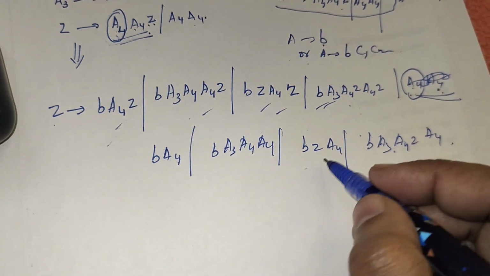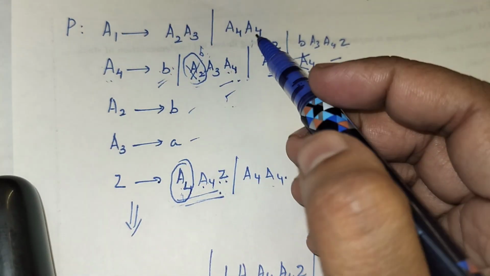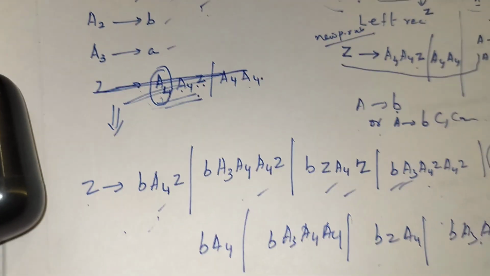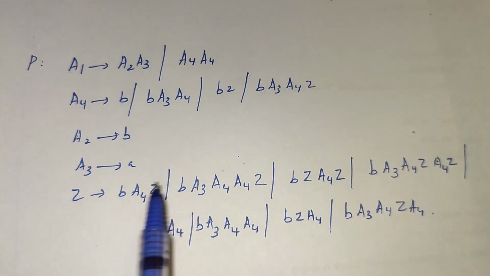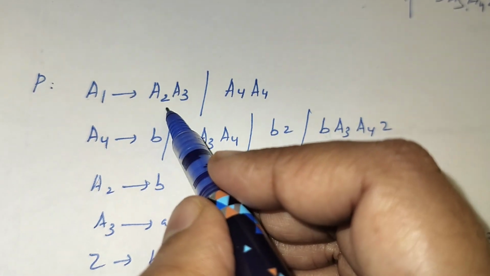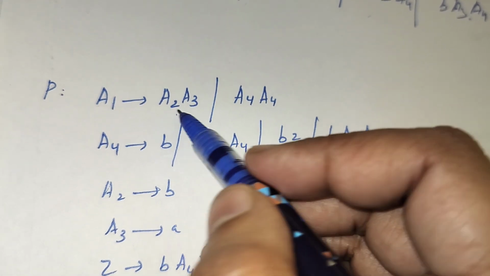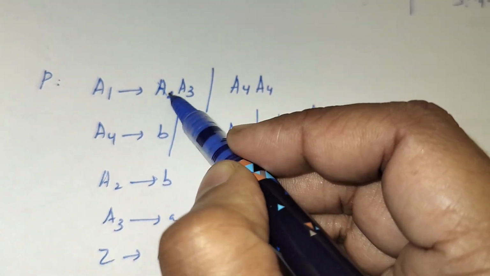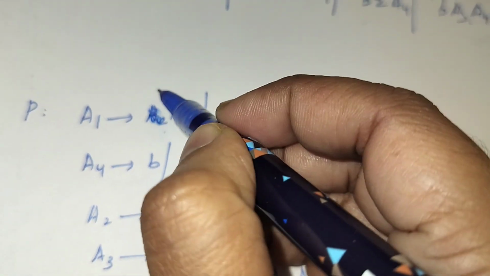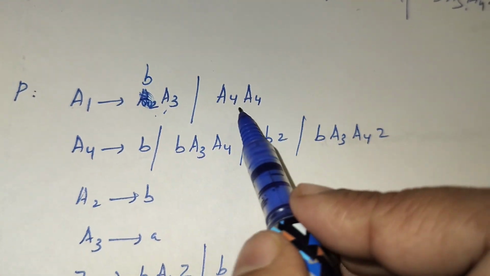Now all are in GNF. Again check. So Z is now this one. Now Z is this one. So this is a production rule now. Now again check whether all are in GNF. See, this is in GNF? No. Right? This is not in GNF. So first replace the first non-terminal with the corresponding production. So what is A2? A2 is B. So instead of A2 you can write B. That is B A3. What is this one?